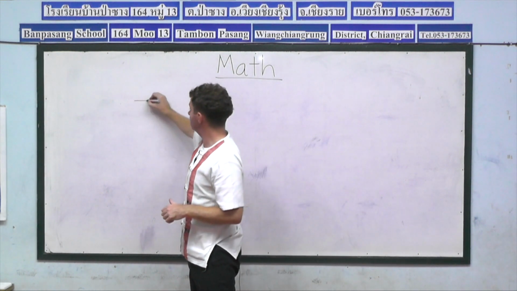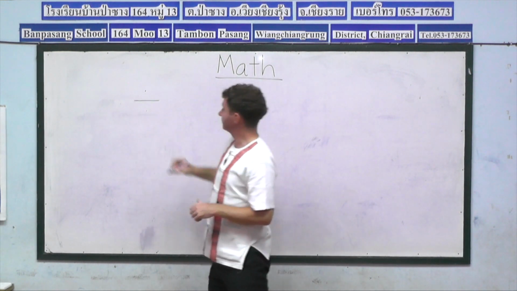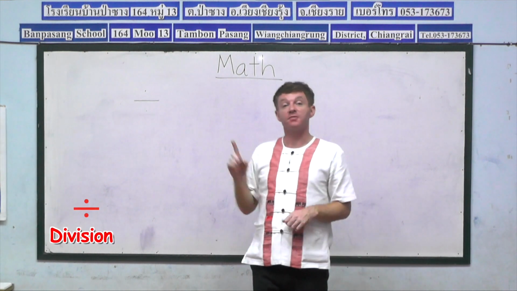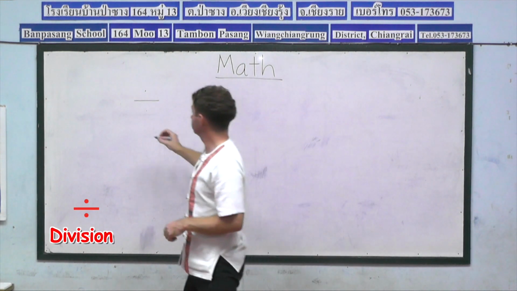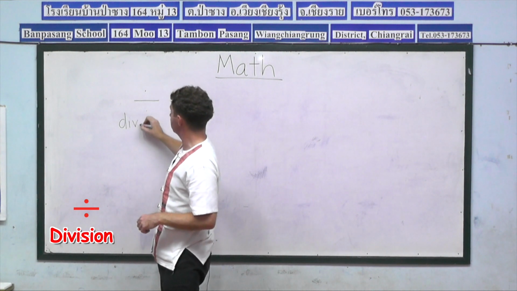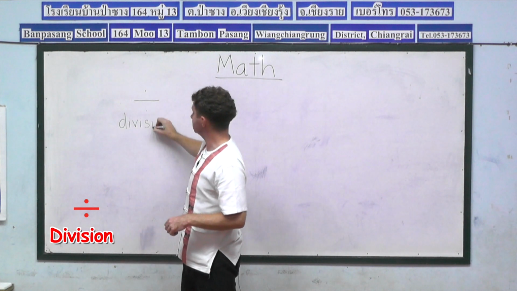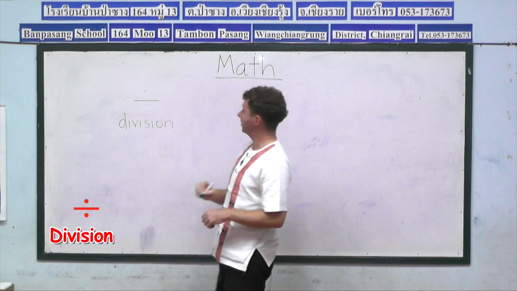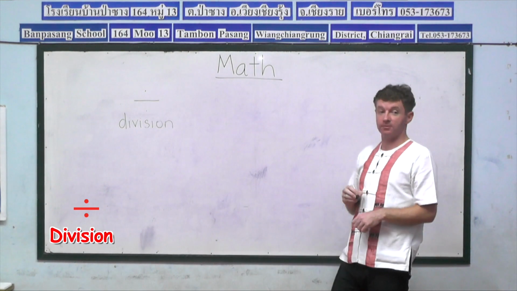Okay, so by now, because of all the work we've been doing recently, everyone will be able to tell me this symbol. Division. Yes, this is the division symbol. Division is spelled D-I-V-I-S-I-O-N.